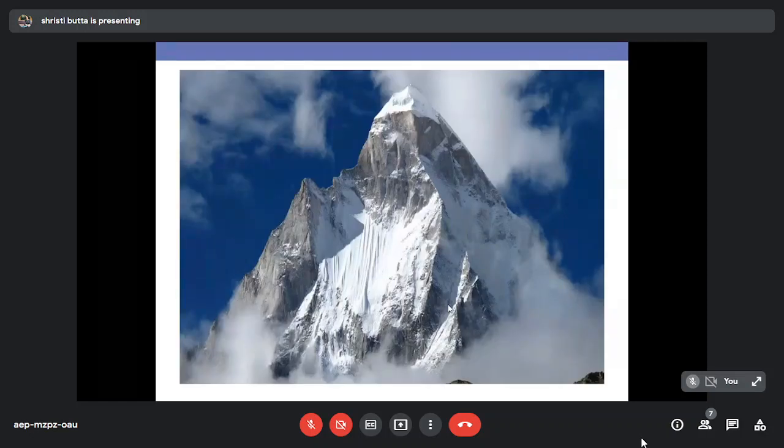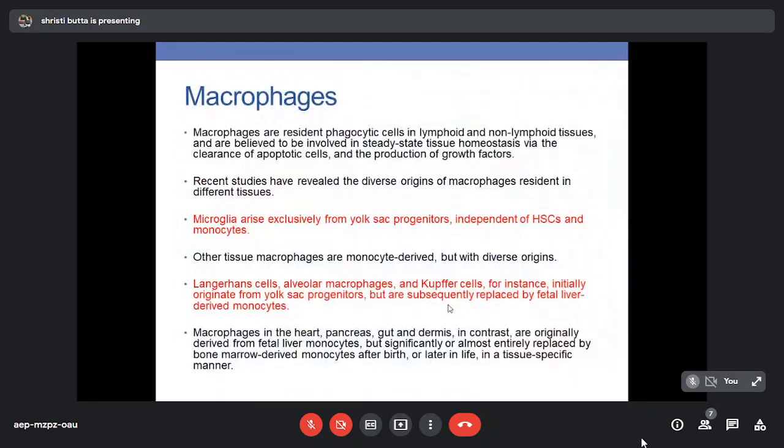Moving on quickly to macrophages. Macrophages are resident phagocytic cells in lymphoid and non-lymphoid tissues. Yes, it's very well known to us. Recent studies have revealed that they have a diverse origin. Besides taking origin from monocytes, they also take origin from yolk sac progenitors, like the microglia for that matter, which arise exclusively from the yolk sac progenitors independent of the hematopoietic stem cell precursors in the bone marrow.